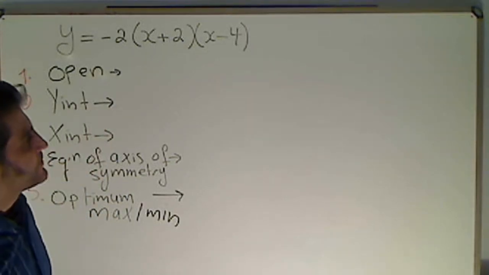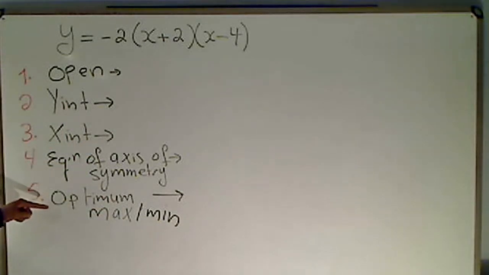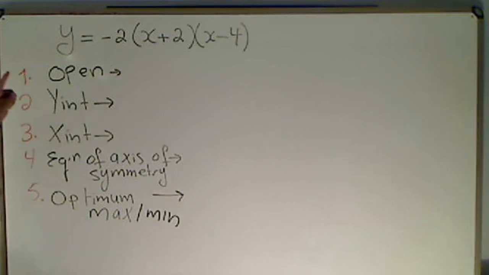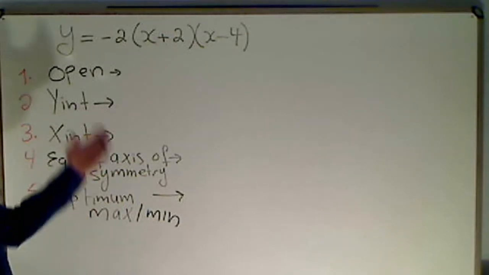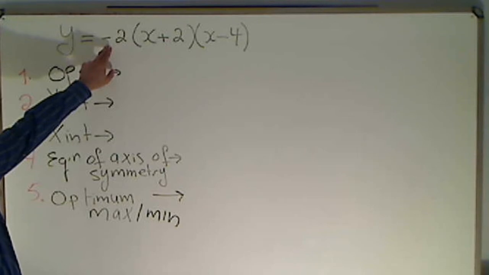Our today's lesson is about graphing a quadratic relation using the 5 steps from factored form. Now, to find the direction of opening, the very first step, you look at the leading coefficient of degree 2, in this factored polynomial, which is negative.